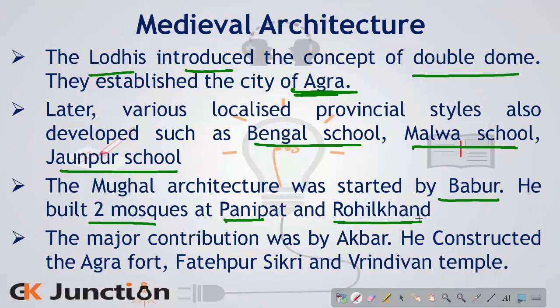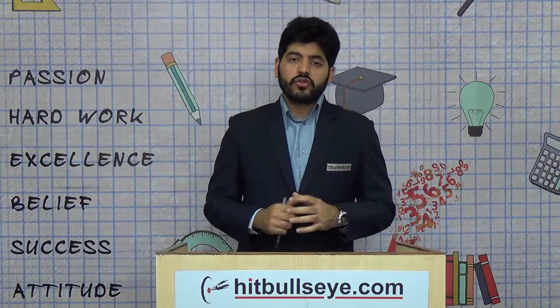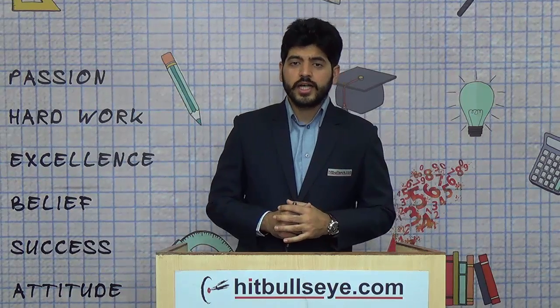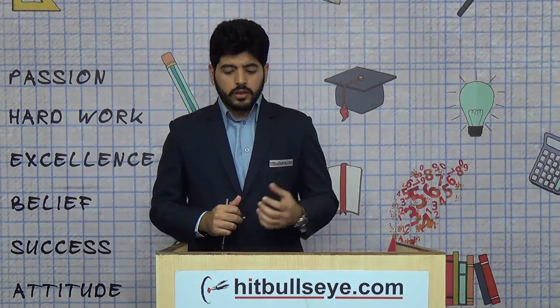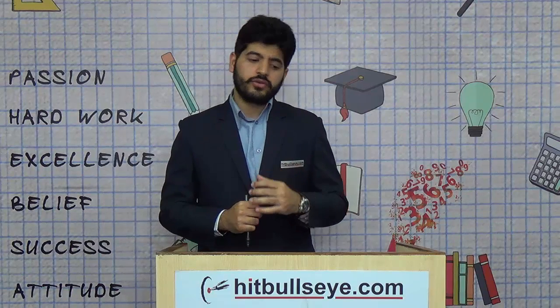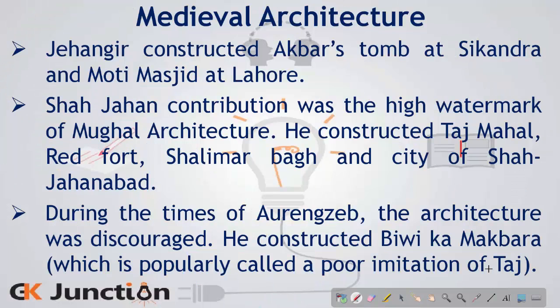The major contribution was done by Akbar the Great. He constructed the Agra Fort, Fatehpur Sikri and the Govind Dev temple at Vrindavan. Akbar was also very fond of architecture, so much that he developed a department of architecture as a different department. After that, the major contribution was done by Jahangir, who constructed Akbar's tomb at Sikandara and Moti Masjid at Lahore.